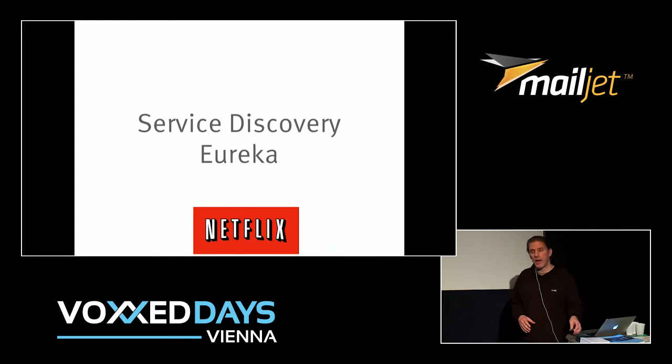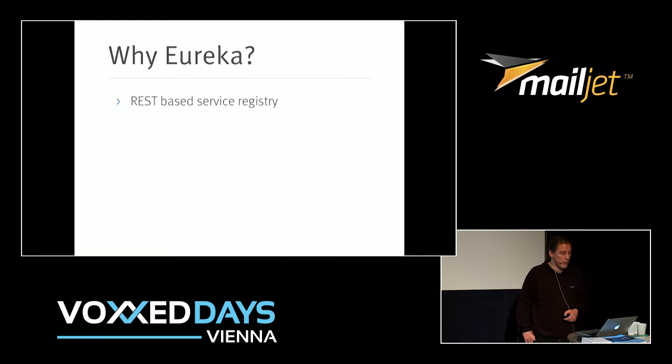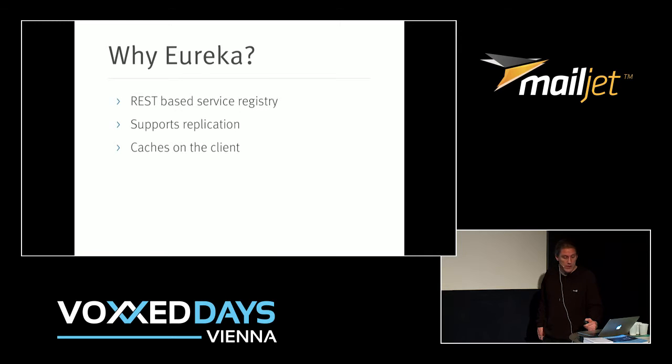Now you might wonder why you would want to use Eureka. At the end of the day, you could use, for example, DNS to do some kind of service discovery. So you could say, okay, here is a server, it's called customer, and through a DNS lookup, I will find the IP address of that server. And that's actually a sensible approach. But there are some reasons why you would want to use Eureka. First of all, it's a REST-based service registry. It supports replication out of the box. And it supports caching on the client.